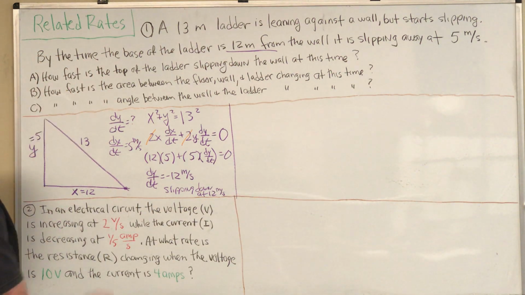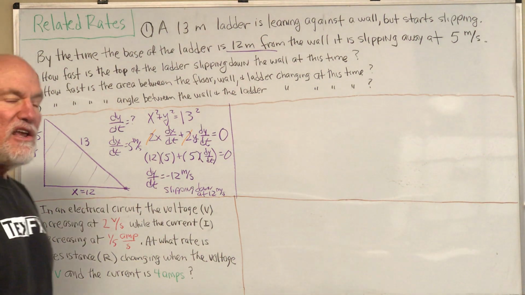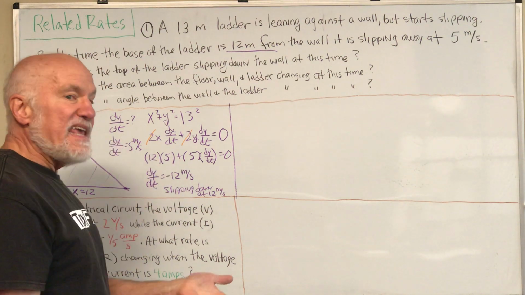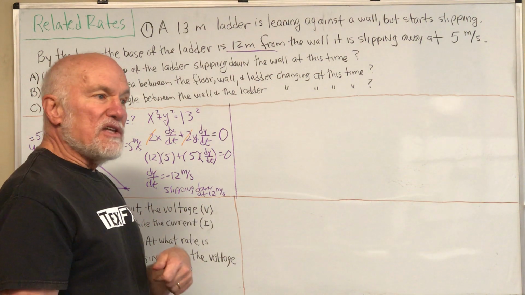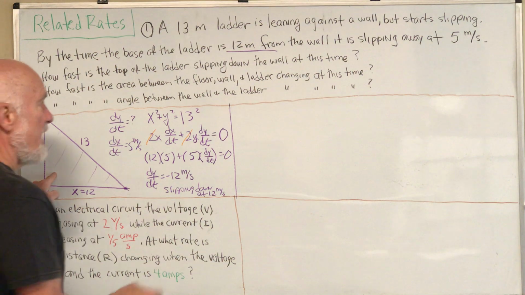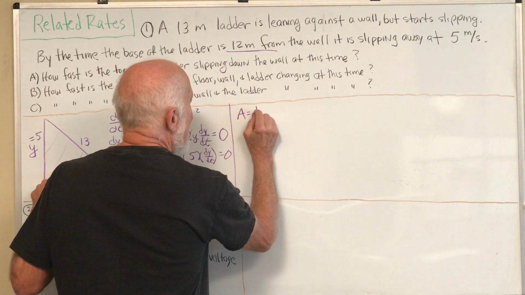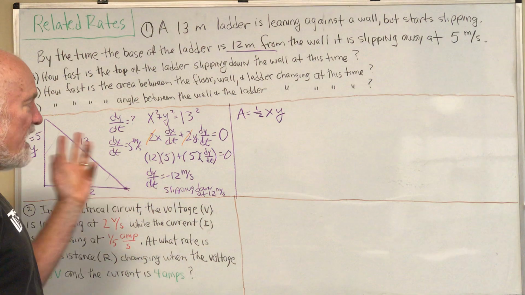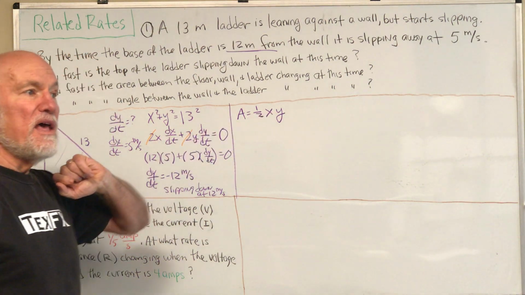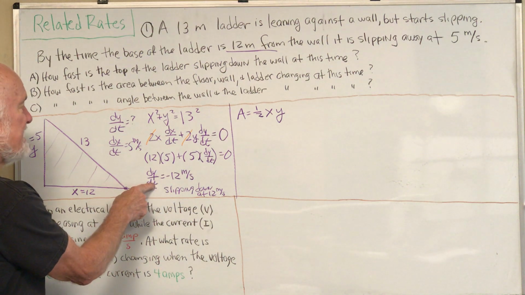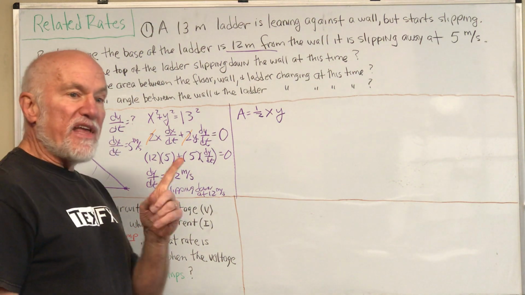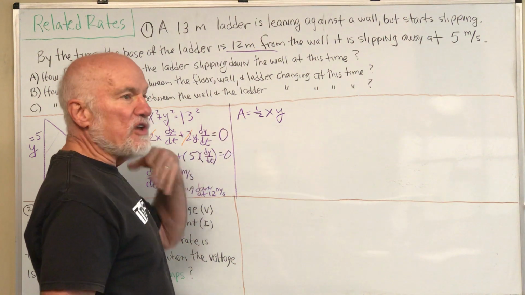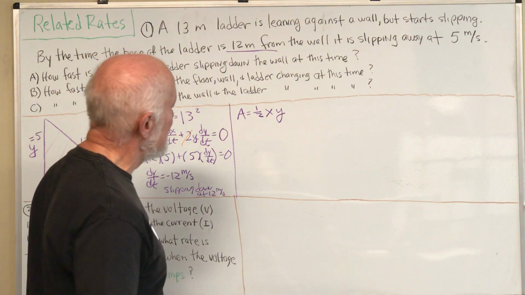Now for B, they want to know how fast this area in here is changing as it slips. Well, now we want to find what? We want to find dA/dt. Is there a relationship we know? Yeah, this is a right triangle, so we know the area equals 1/2 the base, x, times the height, y. Now we don't have to worry that there's two independent variables because we now know both dy/dt and dx/dt. We can only have one unknown rate. We want to do rates, so we have to take the derivative with respect to time.